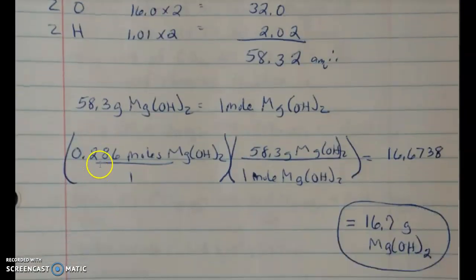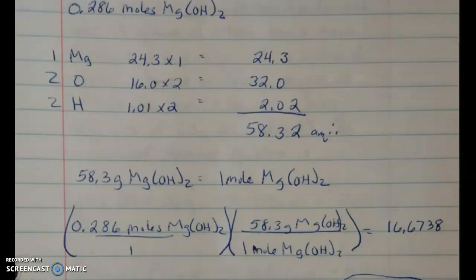So we take what we know, 0.286 moles of magnesium hydroxide divided by 1, and then we're going to factor label. So we want our moles of magnesium hydroxide to be in the denominator where they will cancel, and we have 58.3 grams of magnesium hydroxide in the numerator, so this becomes a simple multiplication problem. And we find that we have 16.6738 grams of magnesium hydroxide. However, we only need 3 significant figures, so that rounds to 16.7 grams of magnesium hydroxide.